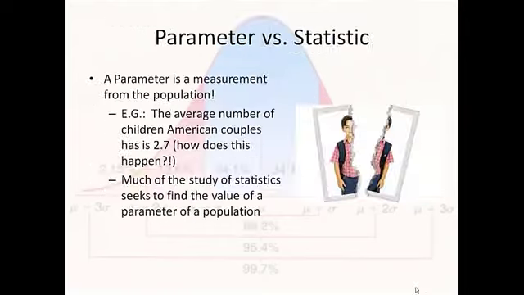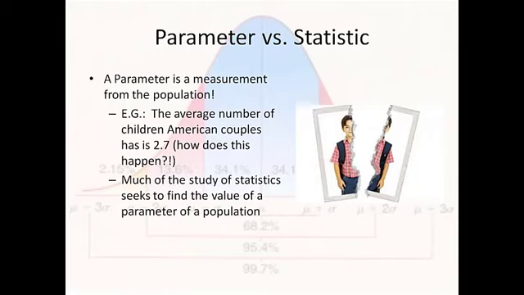Okay? All right. Now, these are very specific, very technical terms that we're going to use in the study of statistics. One is a parameter, the other is a statistic. Notice it's a statistic, not a statistics. So the parameter is a measurement from the population, okay? So it's the average number of kids that American couples have, like in this case 2.7.